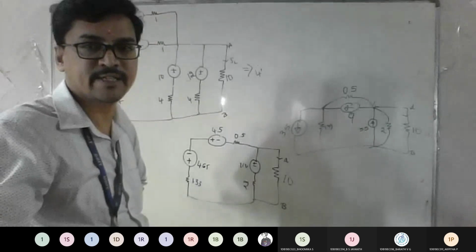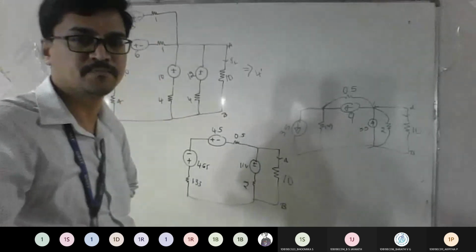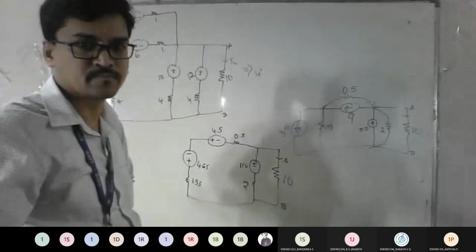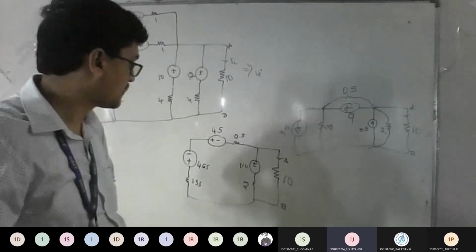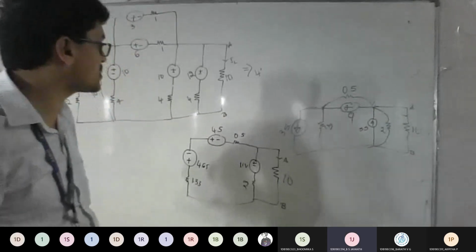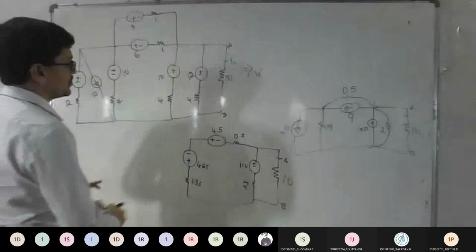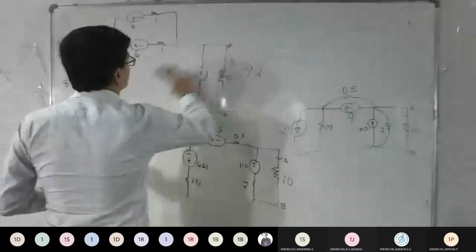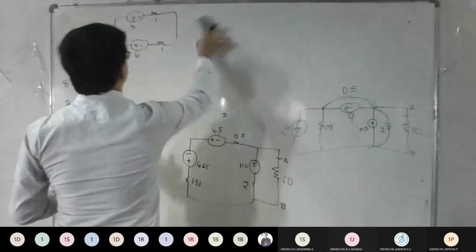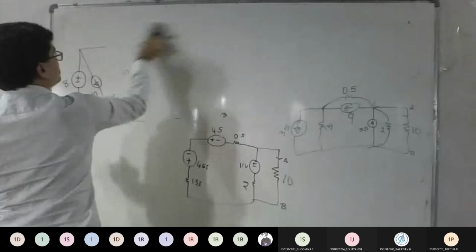How to get the current across 10 ohm here? What is the procedure? We add up the voltage sources. You add up the voltage sources. Okay, good. So just check out how to add them now. Minus plus, plus minus, you should be very careful here.